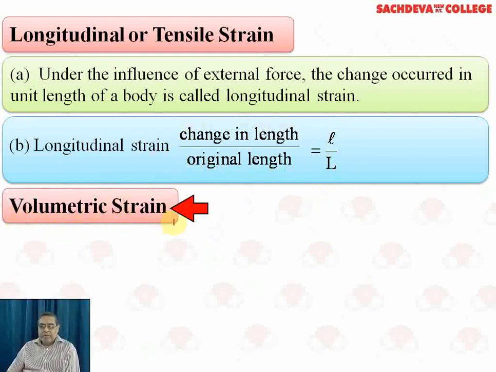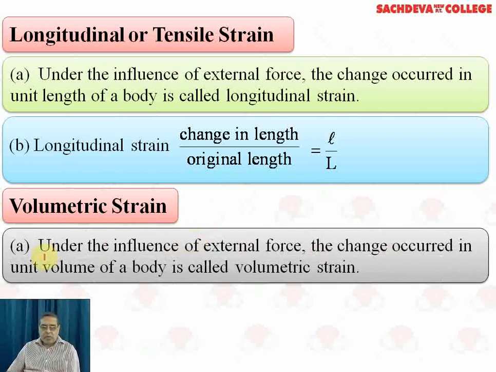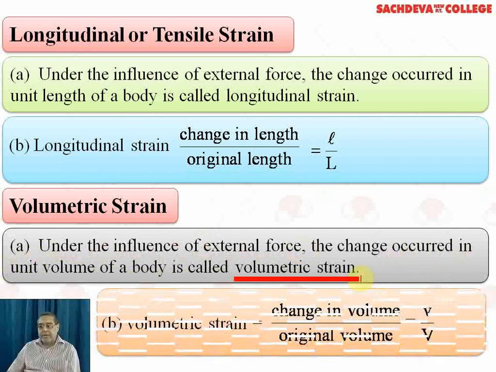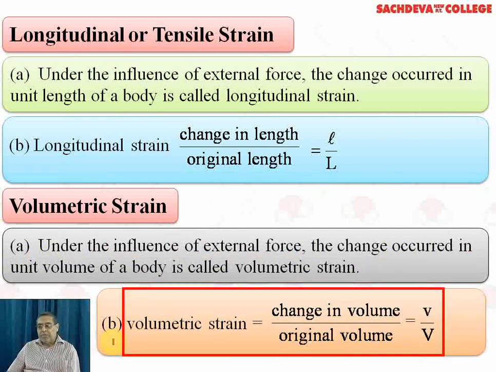The volumetric strain is basically related to the variation in volume. So we can say when we apply some force on the body and there is change in volume of the body, then the ratio of change in volume to the original volume is called the volumetric strain. So the main concept is under the influence of external force, the change occurred in unit volume of the body is called the volumetric strain. So the formula for the volumetric strain will be change in volume over original volume, that is small v over capital V.